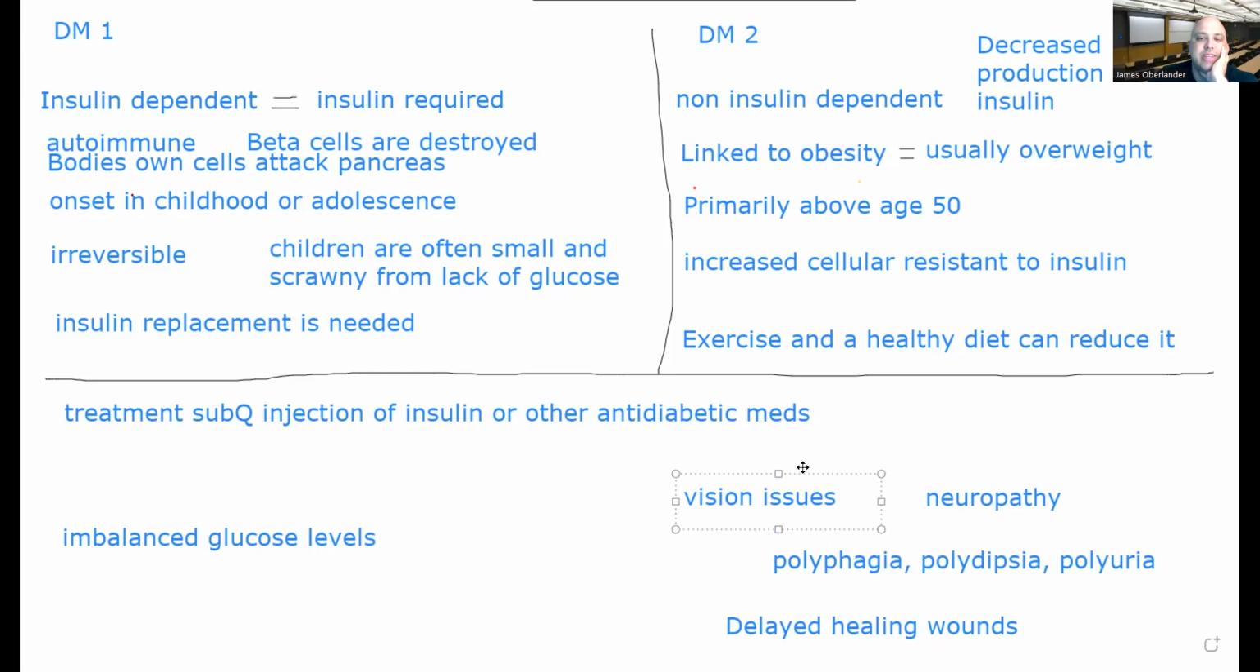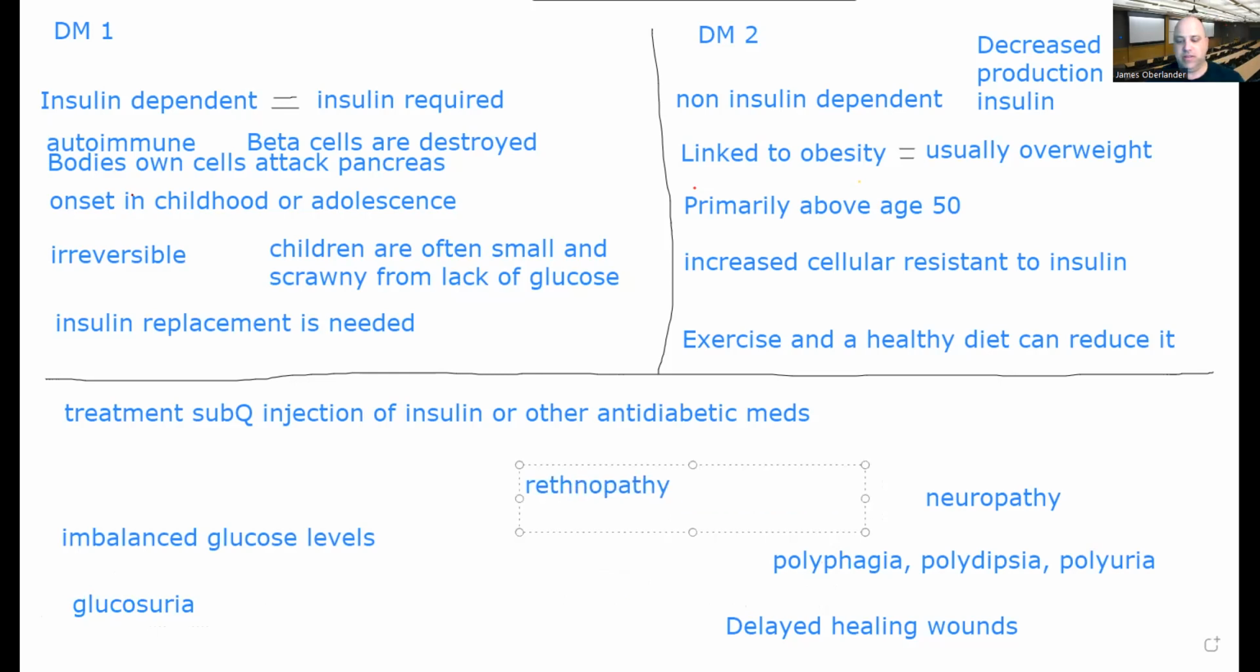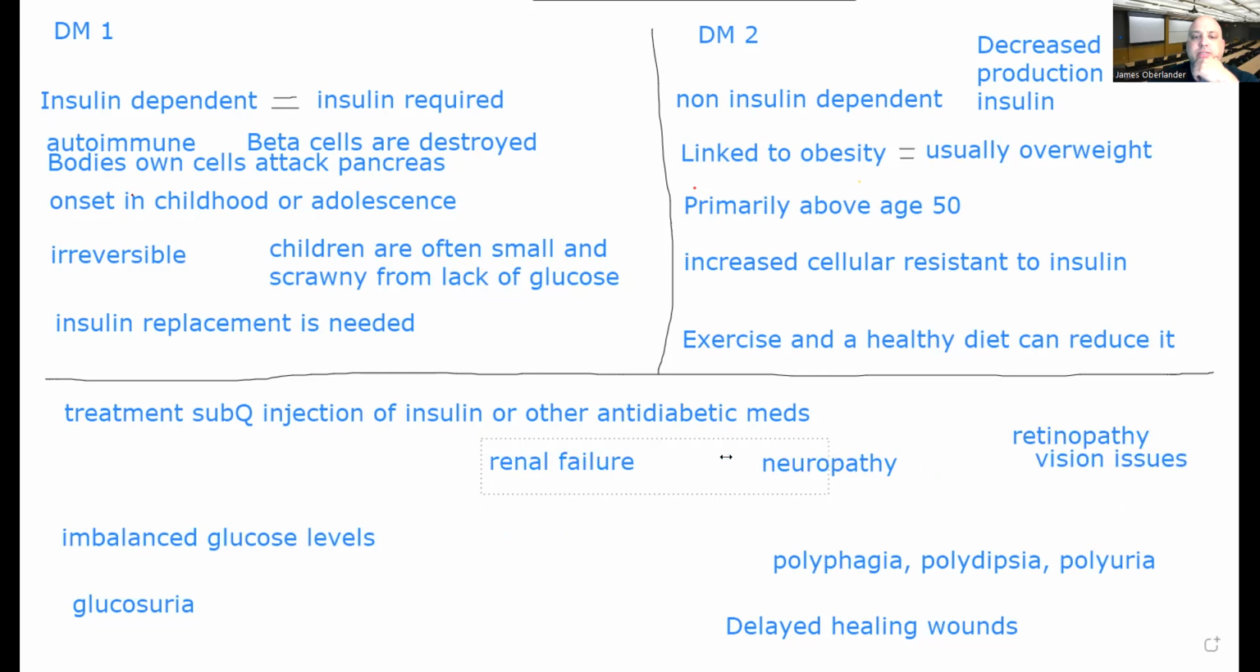Vision issues. Yes, but what's that called? Does anybody know what that's called? Again, I'm still waiting on the specificity of imbalanced glucose issues. So retinopathies, your vision. What goes with neuropathy? What's renal failure?